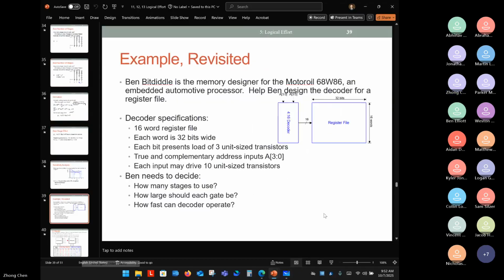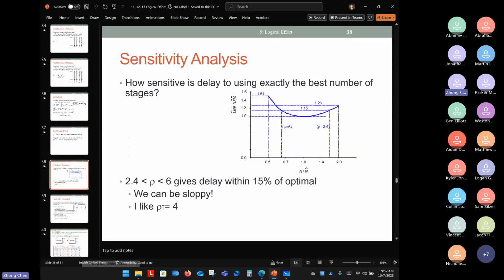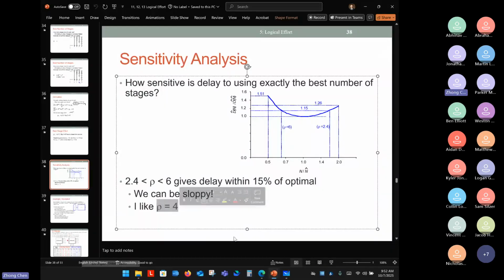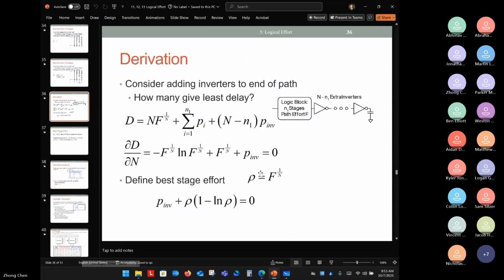I like rho equal to 4. You can also pick rho equal to maybe 3 or 5, and the total delay time change with the rho value will be pretty similar, very small. So if we just pick rho equal to 4, what does that mean? Rho equal to 4 does not tell you that the best number of stages is 4. No. The definition of rho is here.